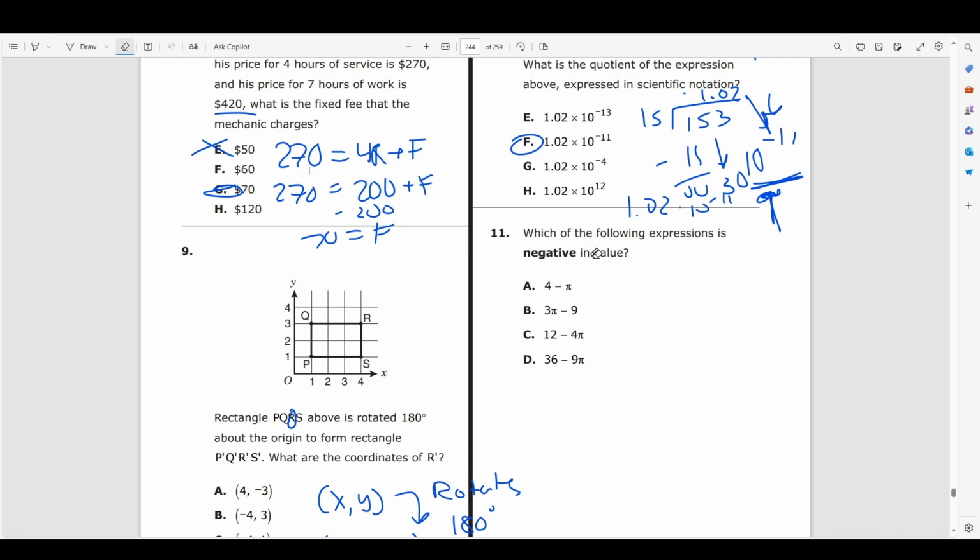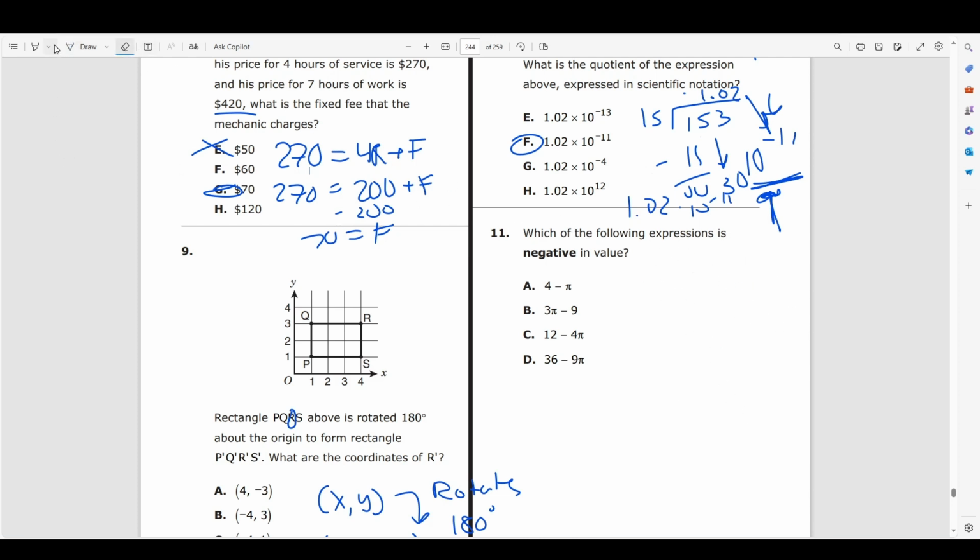So which of the following expressions is negative in value, right? So a negative number is not going to be positive, but that doesn't really help you figure out the problem. So either way, you get stuck with a negative number whenever you subtract a bigger number from a smaller number, right? So 2 minus 3 would give you a negative number. So you're looking for something that's smaller in front of bigger.